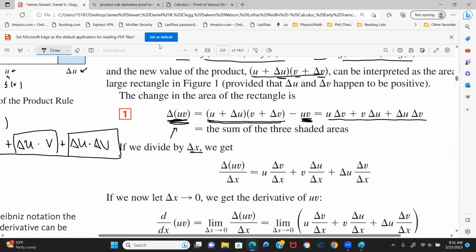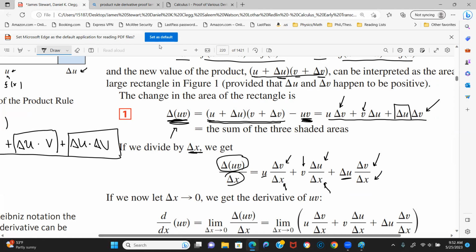Now let's divide by that small amount that we changed x. So this is getting closer to computing a limit, right? So divide this whole thing right here by delta x. So first of all, we get the change in the area divided by delta x. Then we have u times delta v over delta x, and then we have this v here, so v times delta u divided by delta x, and then we have delta u times delta v over delta x.